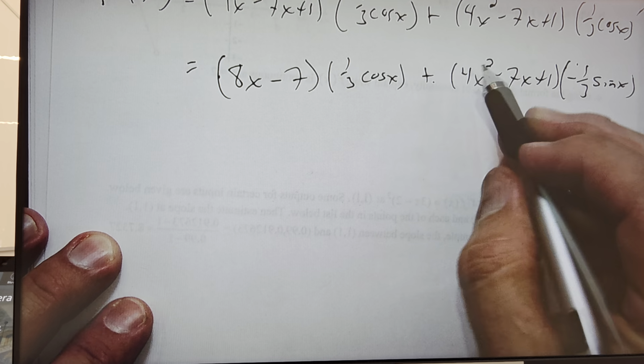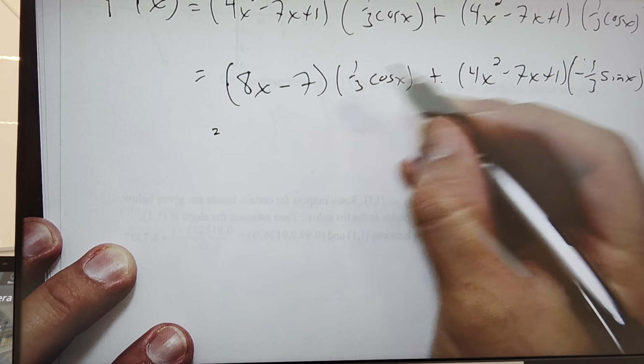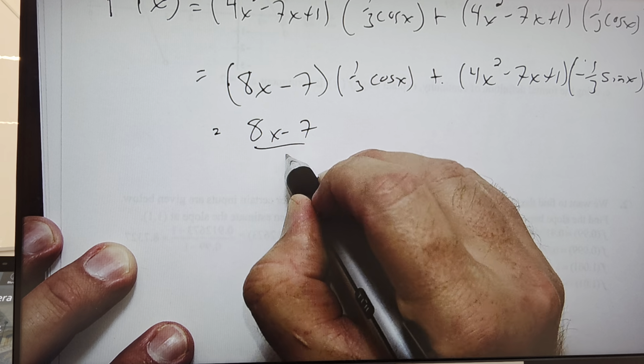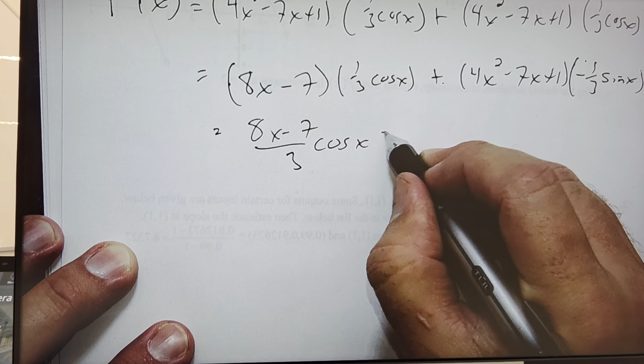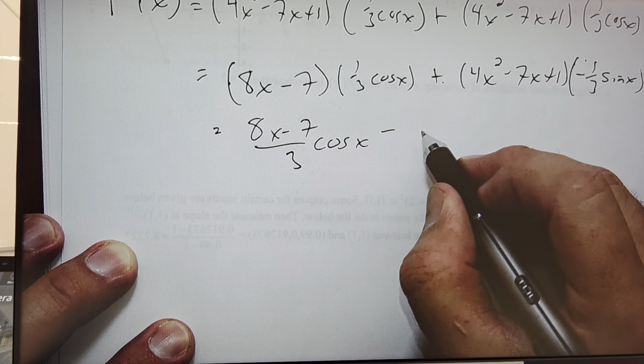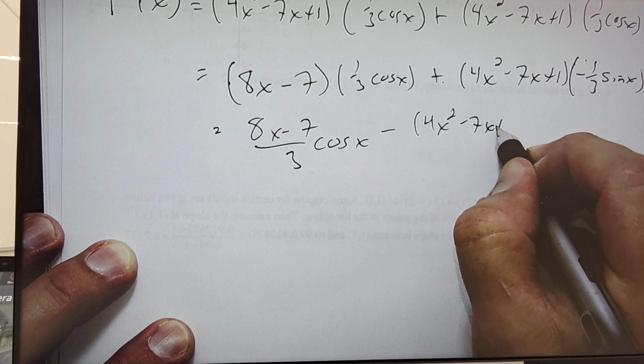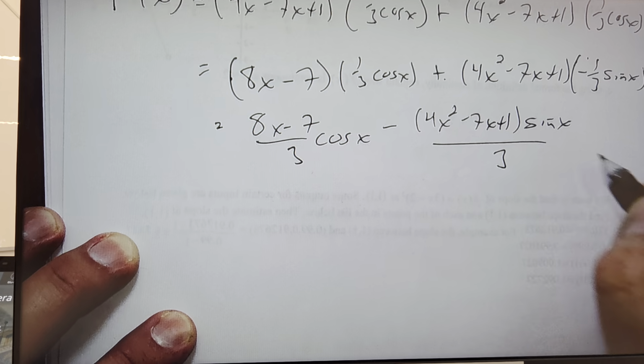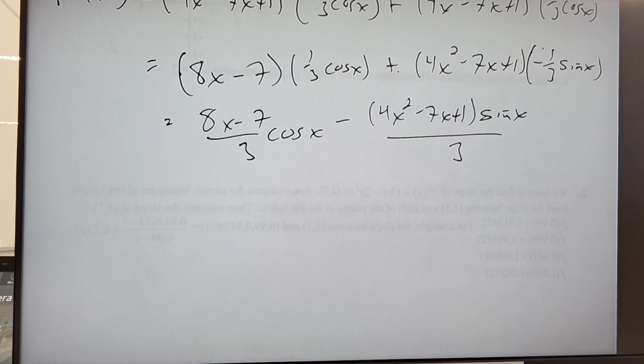But you could take the negative out there. You could write this as, let's say, 8x minus 7 over 3 cosine x minus 4x squared minus 7x plus 1 sine x over 3, but it doesn't really matter, right? Those are both equally valid. So let's say that question was on the test, we would just say differentiate, and we'll just leave it as this line, or you could do this, right? Either one is fine. Neither one of those is better than the other one.